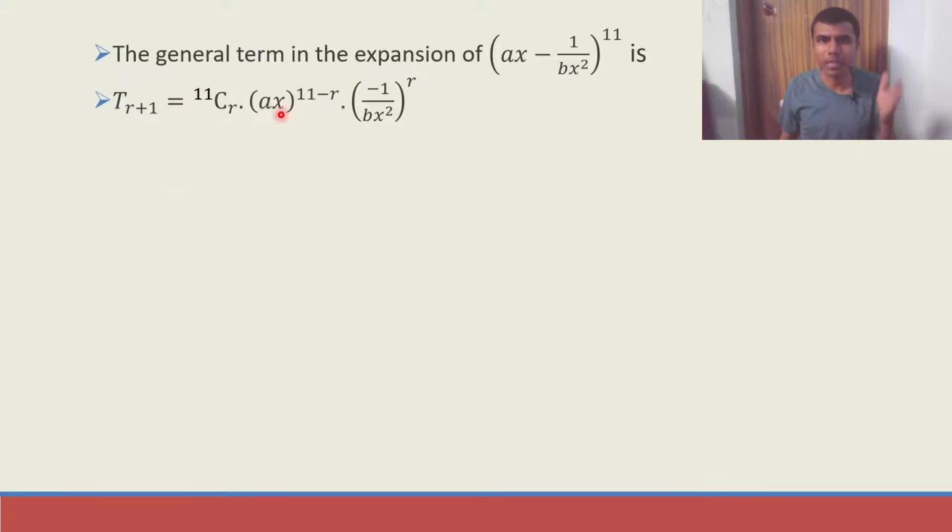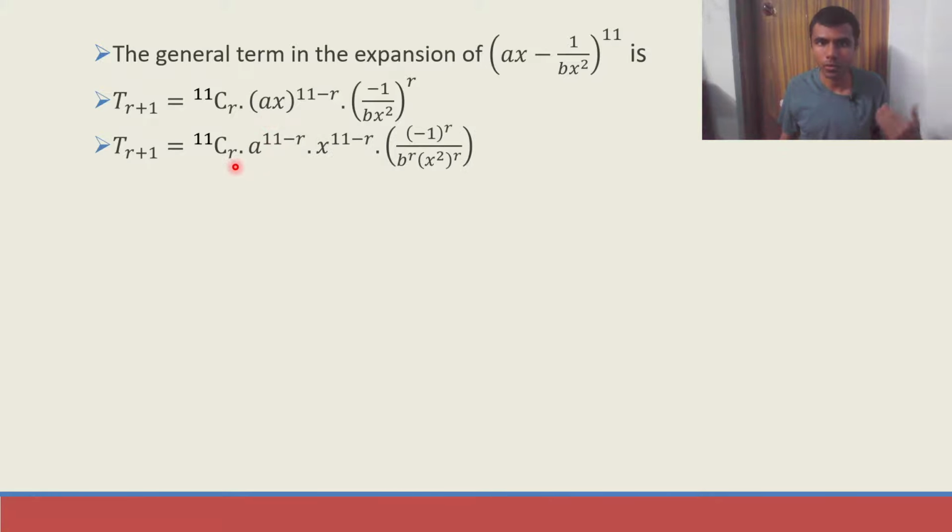(ab)^m is a^m into b^m. So here I would get a^(11-r) into x^(11-r), a^(11-r) into x^(11-r). That is what I'm going to get. So a^(11-r). See how I'm using dots, because this is how it is there in the textbook.